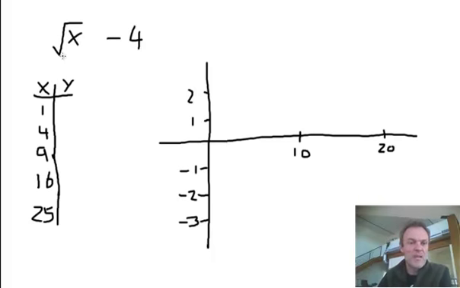Right, so if I put a 1 here, what's the square root of 1? It's 1, take away 4, that will give me negative 3. So when x is 1, now notice the scale on here, I've had to make it up myself, y is negative 3, so about there.